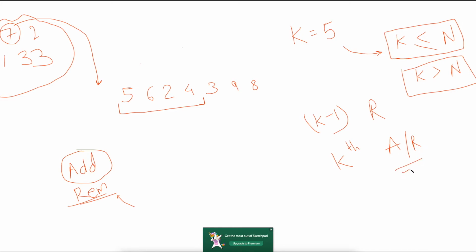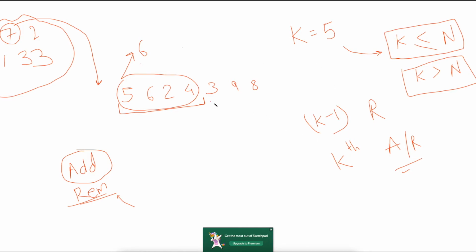So what is the factor? We have performed k minus 1 removals. So we have removed 5, 6, 2, 4 from the array, and from this we get the maximum as 6. So while adding, we will add back 6. Now either we can add 6 or we can remove 3 in the kth operation.